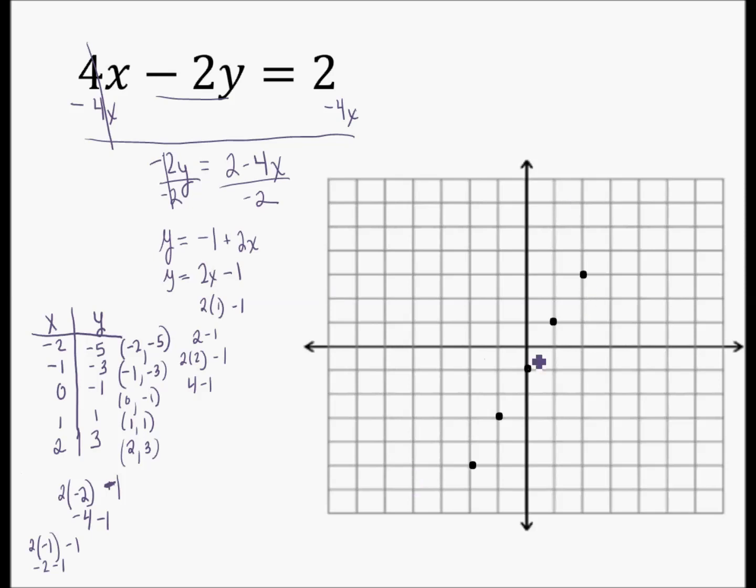Once I have my points, I can take a ruler. Now, it's best to take a ruler because I want my line to extend out a little bit. And I can draw a straight line through these points. And because this is a continuous line, I have to make sure I add arrows at the end. So I get something like this. This right here is the graph of the equation 4x minus 2y equals 2.